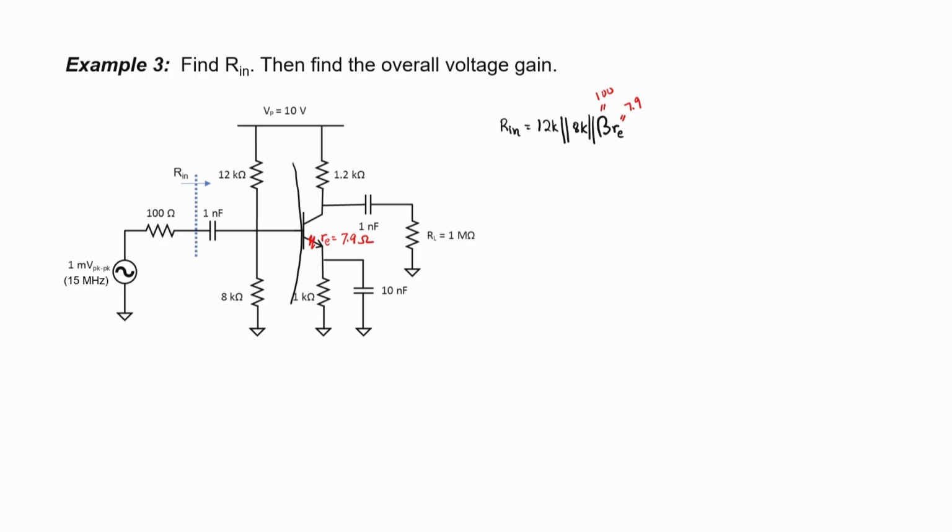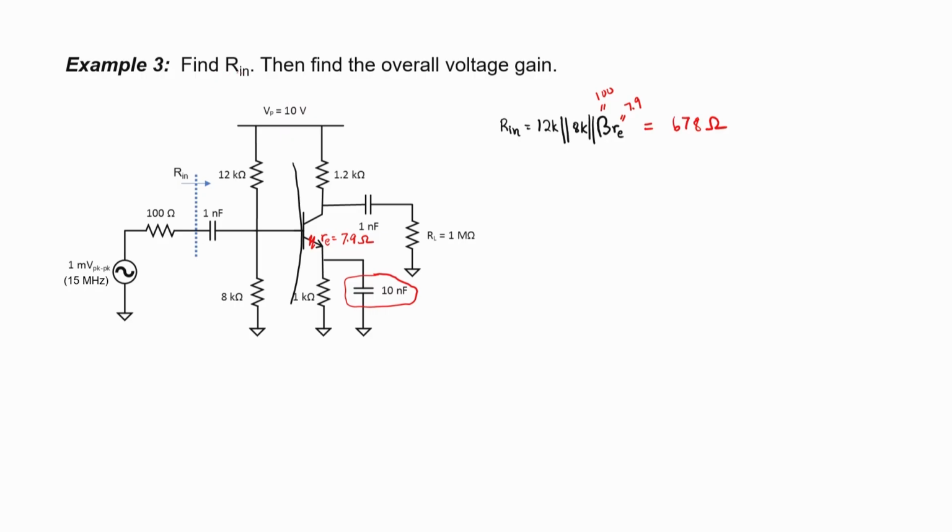So I can conclude here that the presence of this 10 nanofarad capacitor shunting my emitter resistance is going to have quite a large effect on my input impedance. When we plug in all the numbers, we get an input impedance here of 678 ohms. Comparing that to example 1, where we got 4.6 kilo ohms, we can see that this 10 nanofarad capacitor here, which we applied in order to increase the gain, has dropped our input impedance quite a bit.